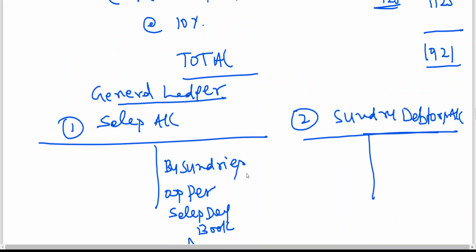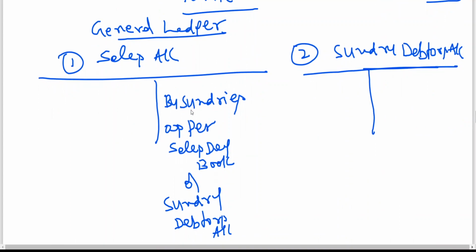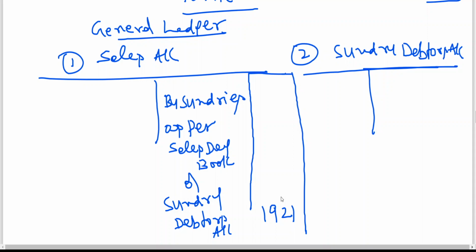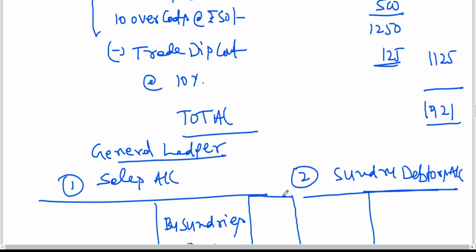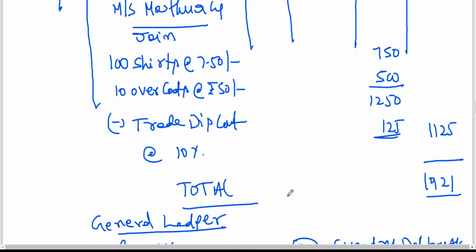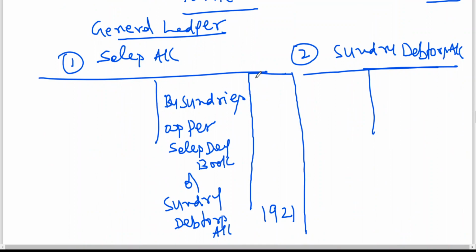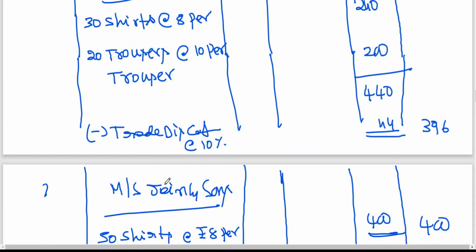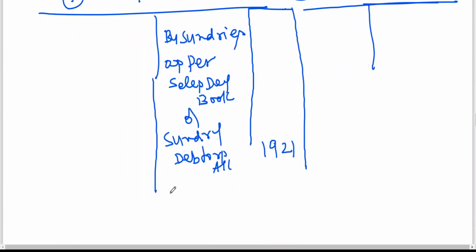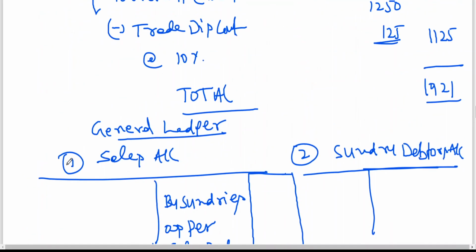What is the total of this? 1921. Earlier, whenever there was a sale, we used to write customer to sales, in sales by customer name. But under this system, when individual customers' names are mentioned in the sales day book, it's a duplication. That is why we don't write it. Then you write to balance carry down. That's it. And we also got some cash transaction.